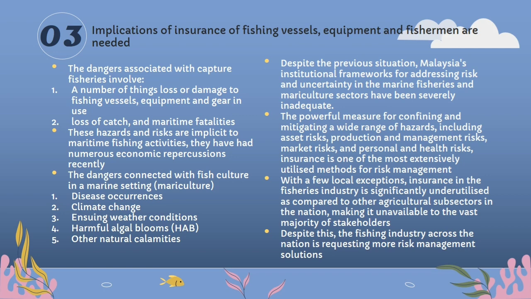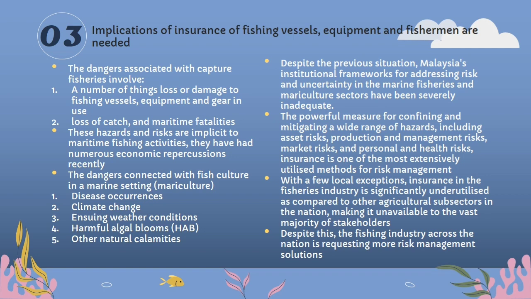The dangers associated with capture fishery involve a number of things: loss of or damage to fishing vessels, equipment and gear in use, loss of catch, and maritime fatalities. This hazard risk is implicit to maritime fishing activity, which has had numerous economic repercussions recently. The dangers connected with fish in marine settings, especially mariculture, are disease occurrence, climate change, ensuing weather conditions, harmful algal bloom, and other natural calamities.